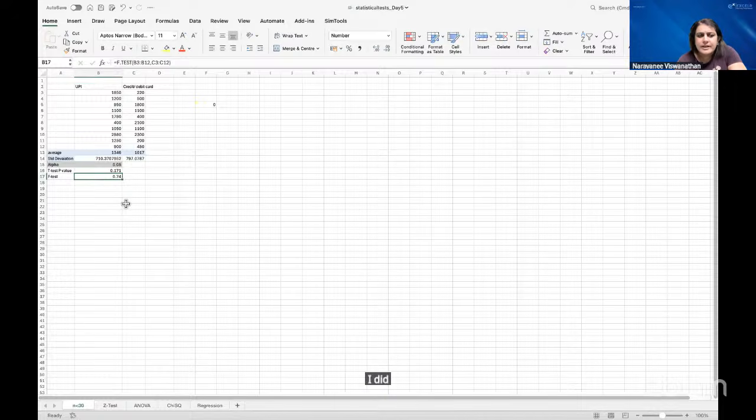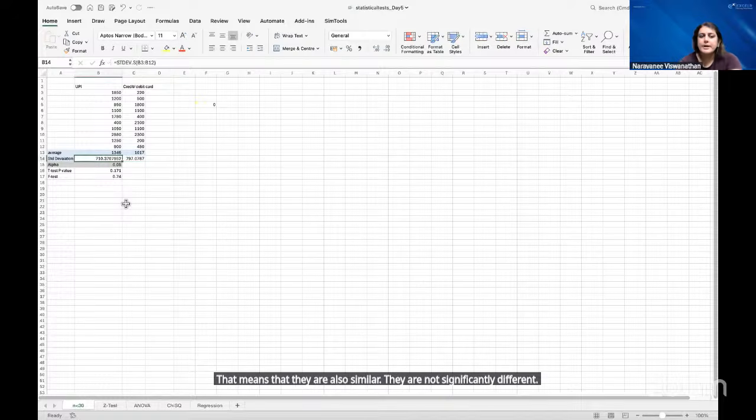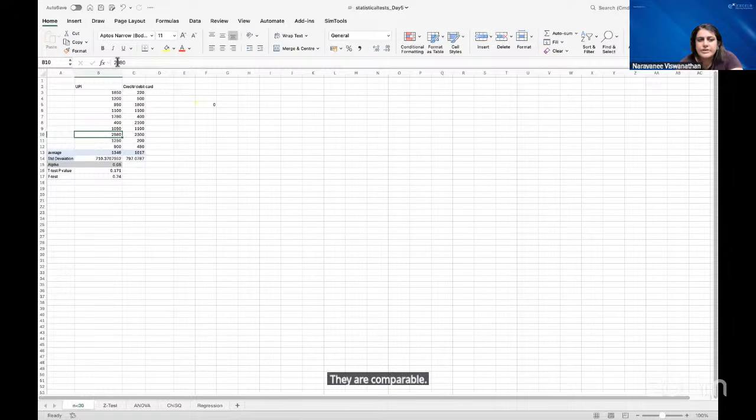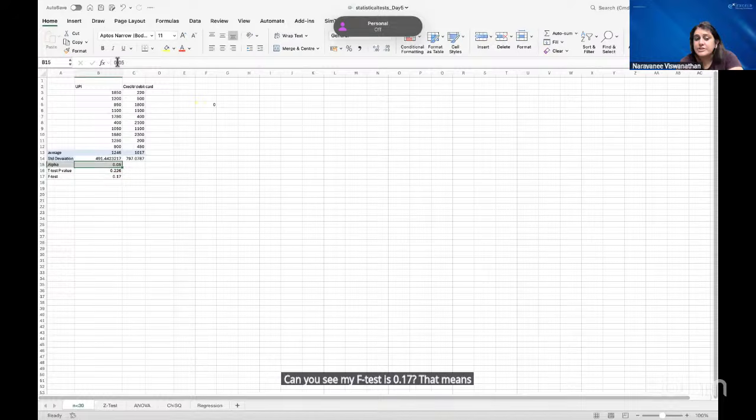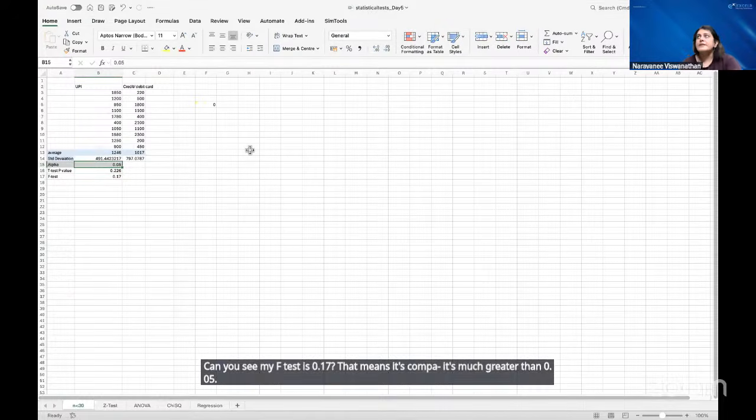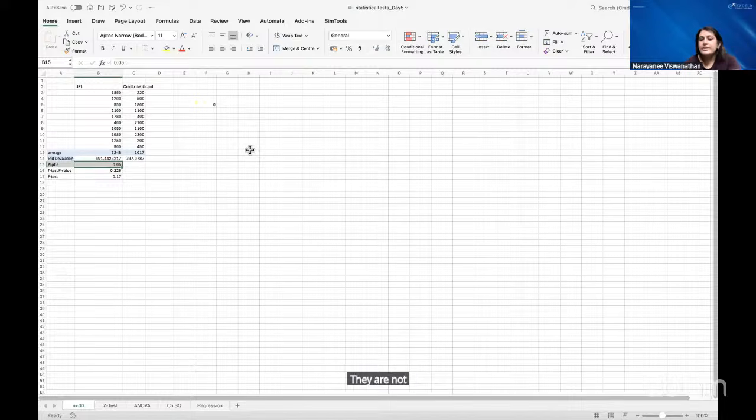I did an F-test. Can you see it is 0.74, which is much greater than 0.05. That means that they are also similar. They are not significantly different. They are comparable. So now let's change something and check again. You can see now the standard deviations are 491 and 797. Can you see my F-test is 0.17? That means it's much greater than 0.05. That means at 95%, they are not significantly different. Is it clear? Got it?